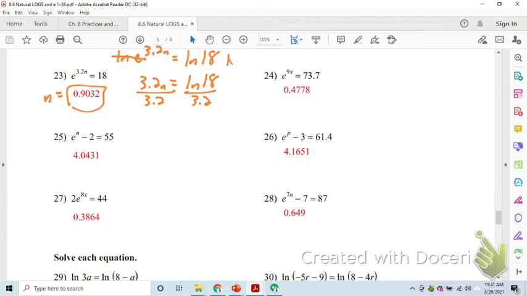Now I need to see this work to get credit, okay? I need to see all that so you know exactly how to plug it into a calculator. I am already giving you the answer. I want to see the work.